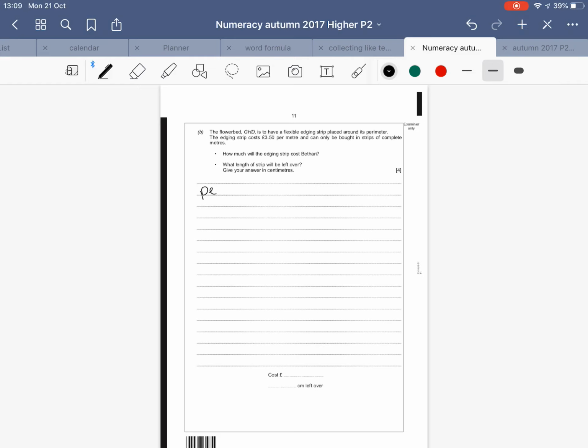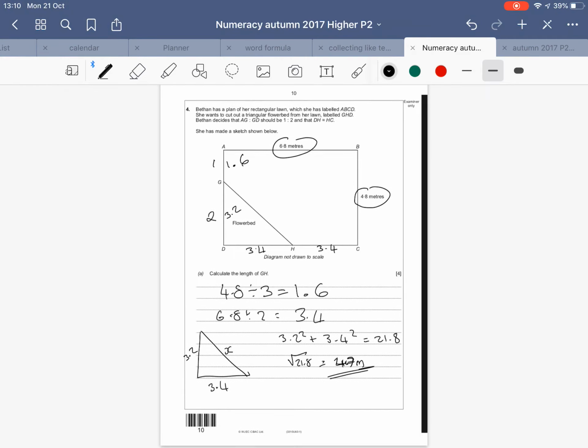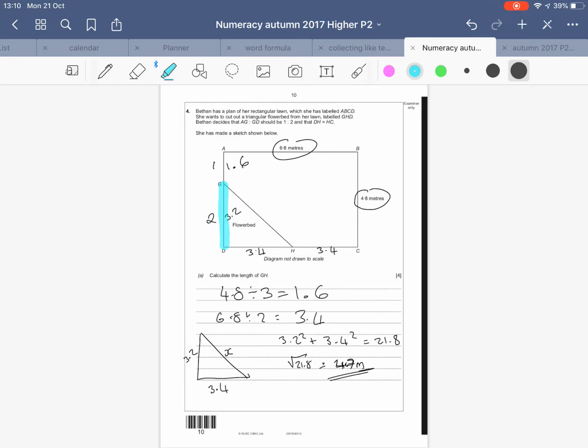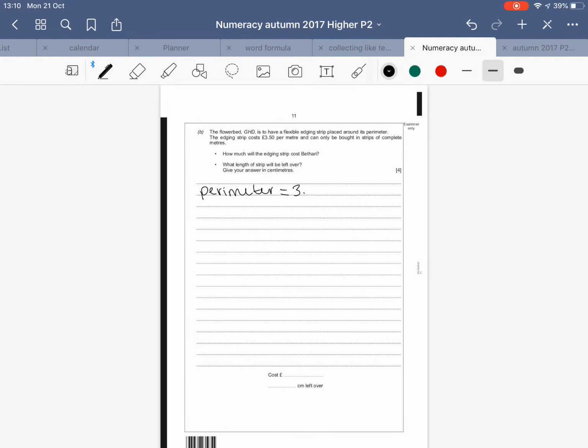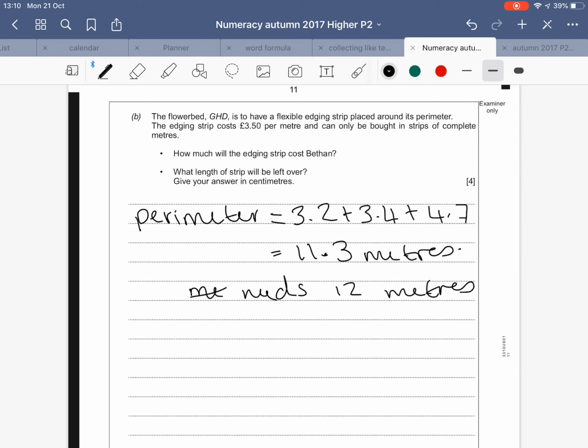So we first want to work out our perimeter. So it told us in the previous one that one length was 6.8 and one was 4.8. Oh no, just the flower bed. Oh, okay, so we just want this perimeter. So we want 3.2, 3.4 and 4.7. So 3.2, 3.4, 4.7. So the perimeter is 13.3 meters. Only sold in full meters, so needs 12 meters. I'm going to zoom in because I'm writing too big.